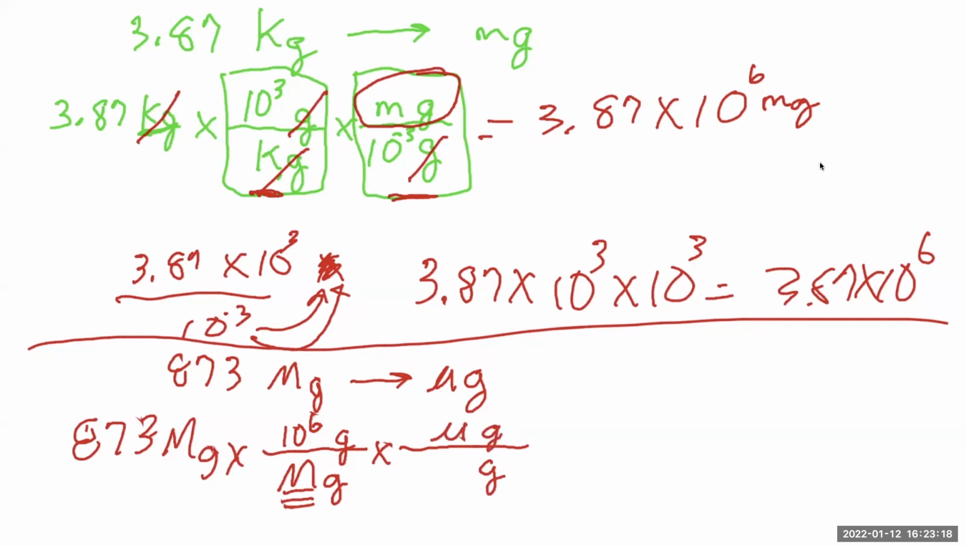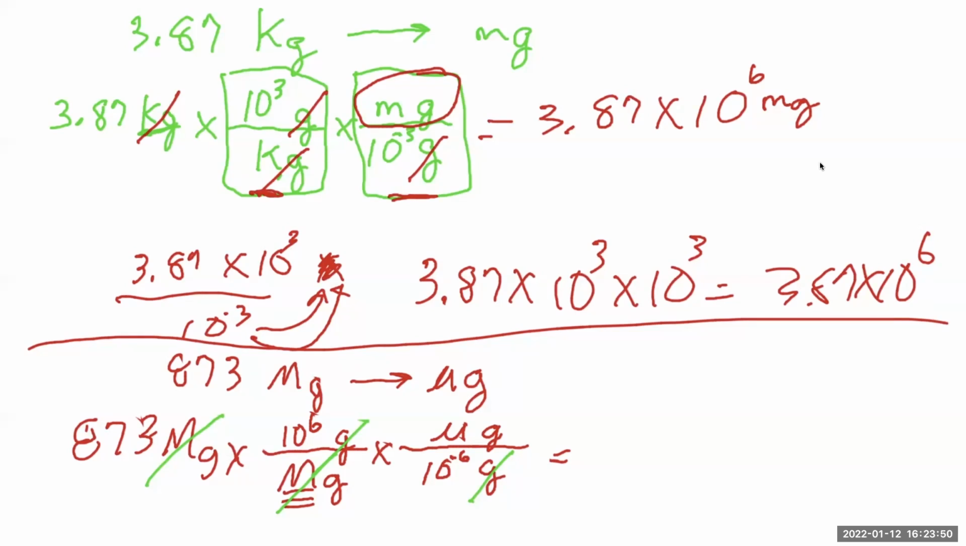Now, to make that equal to 1, we have to know what micro means. Micro means 10 to the minus 6. So instead of writing the mu there, we can write 10 to the minus 6. So we've gone from megagrams on top, megagrams on bottom, grams on top, grams on bottom. And we're left with micrograms, which is what we want. Okay. Then we just do the math.